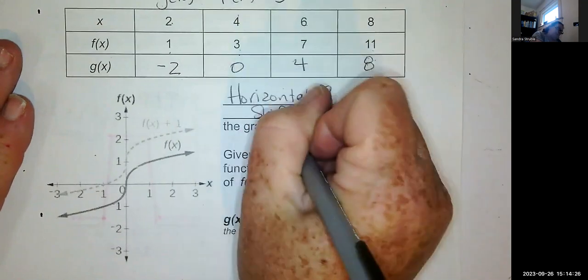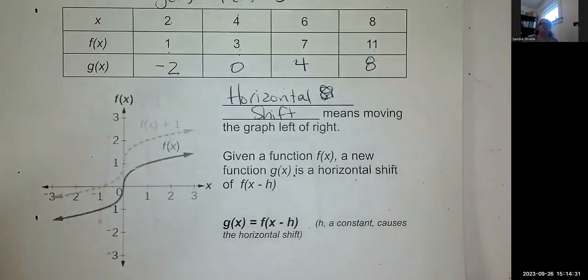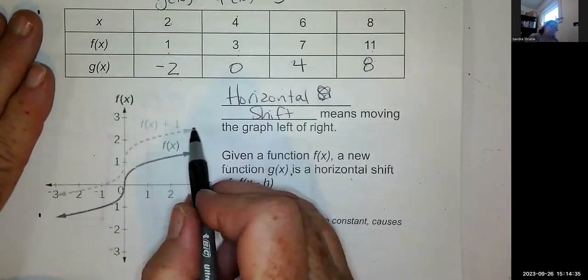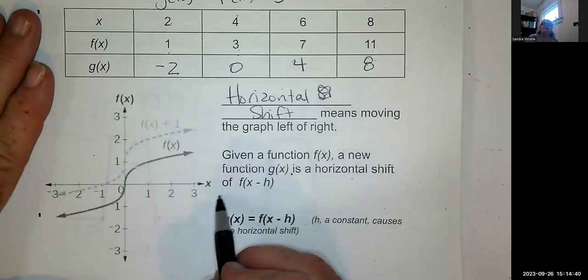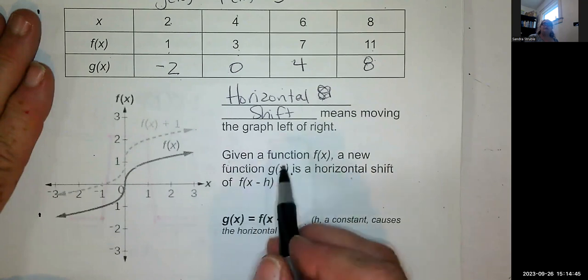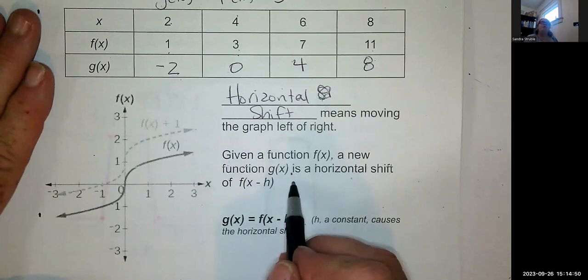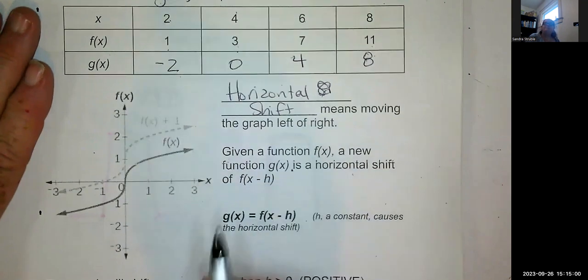Shift means moving the graph left or right from the original function. All right, so given an original function f, a new function g, which we've got right here, is a horizontal shift of f of x minus h. Okay, with the vertical shift, there was an outside constant. With a horizontal shift, the constant's going to be on the inside of that original function f, whatever the original function is with the x.